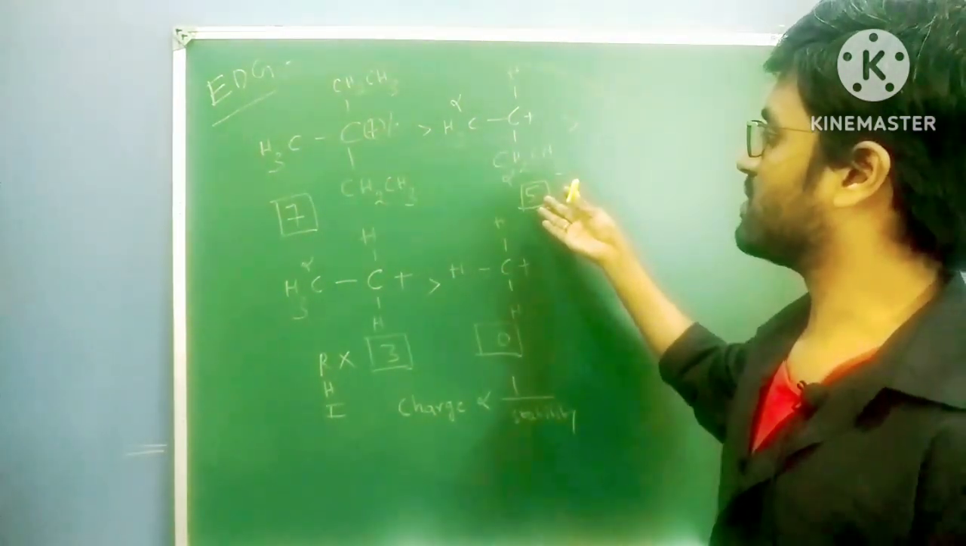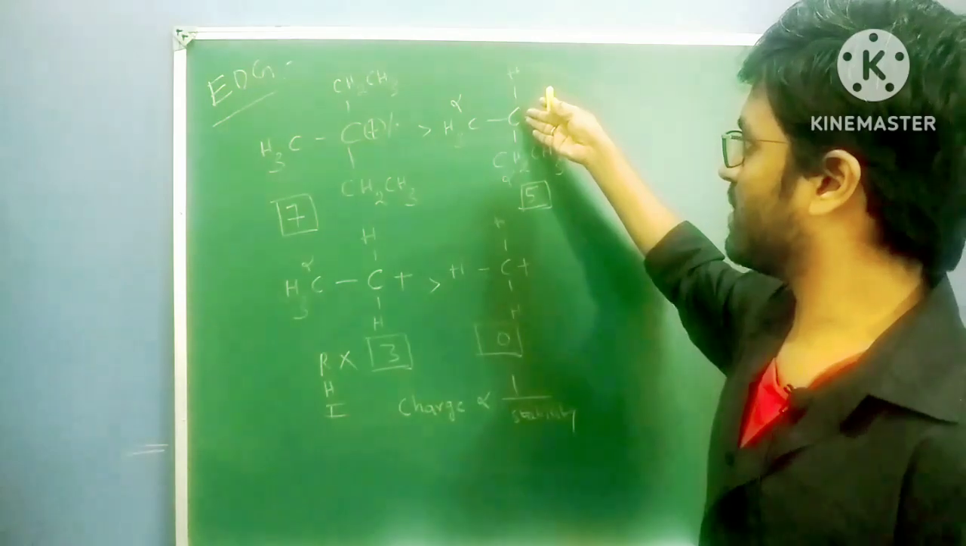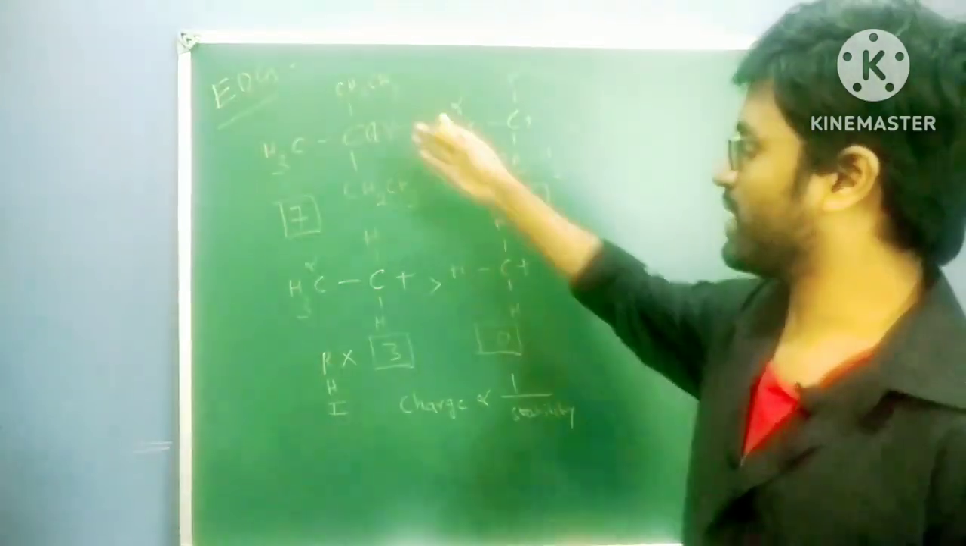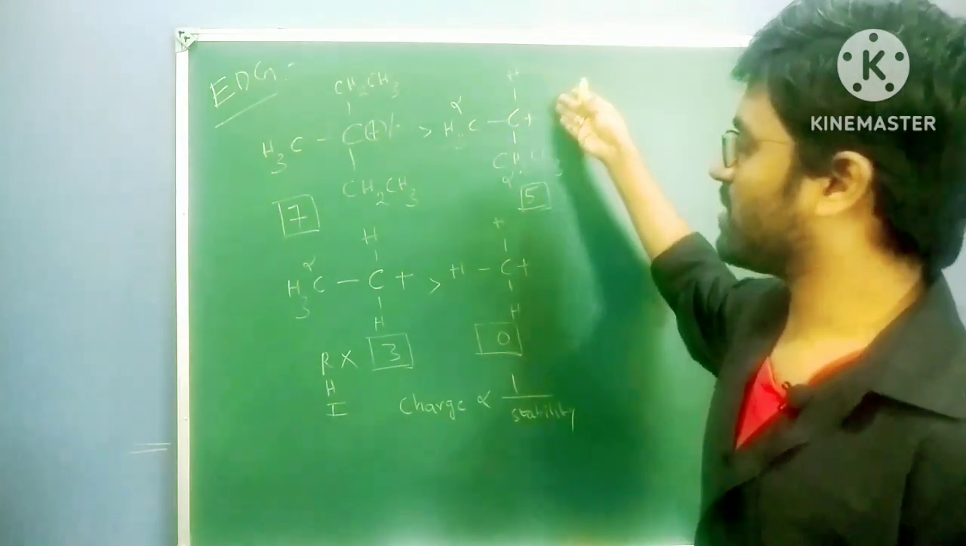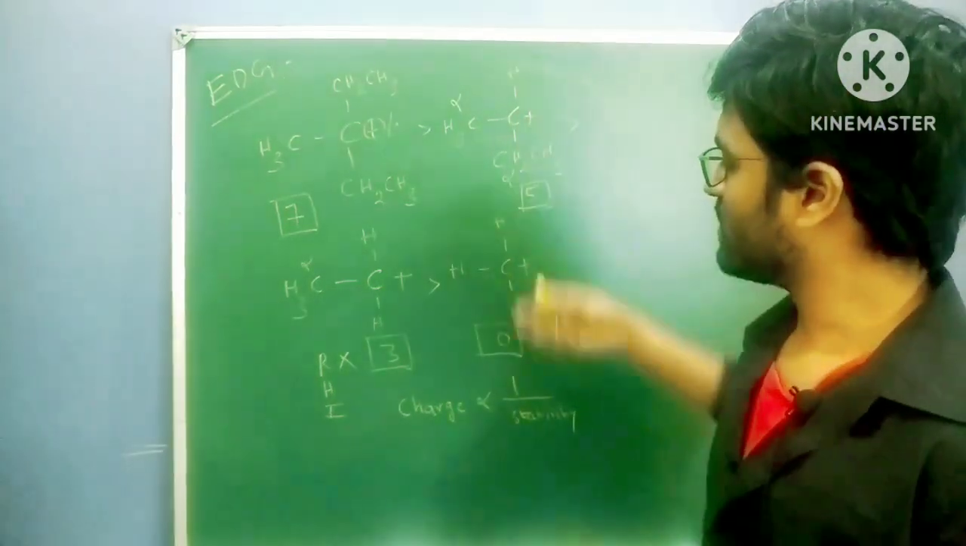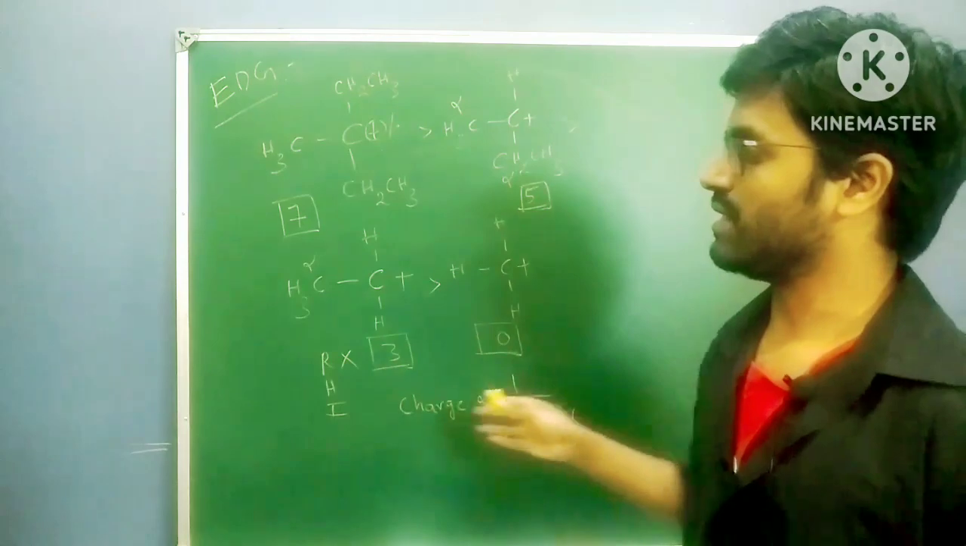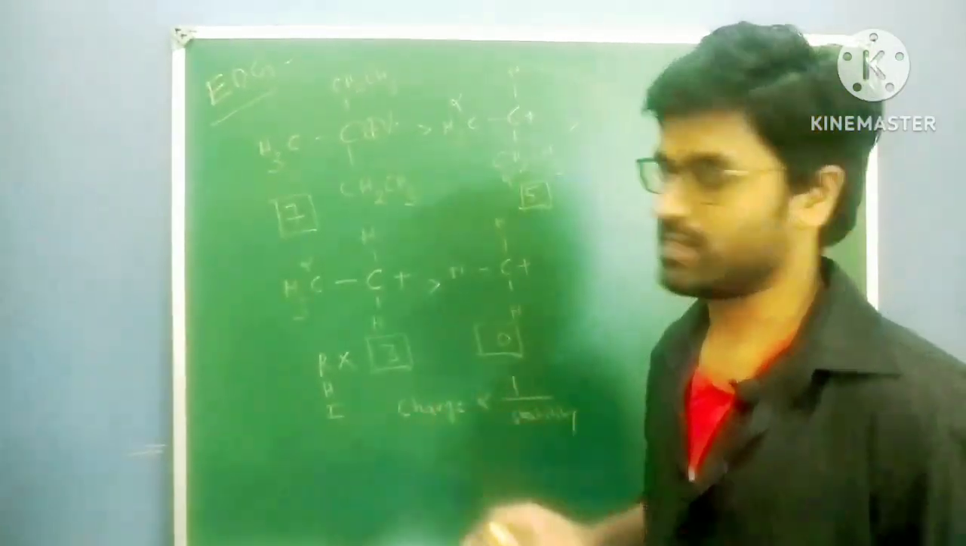compared to here, hyperconjugating structures are less. So electron density here is less compared to this. So electron density is less, so charge is more. Positive charge is more. When positive charge is more, stability is less. So you have to see it like this. Okay, this is the concept.